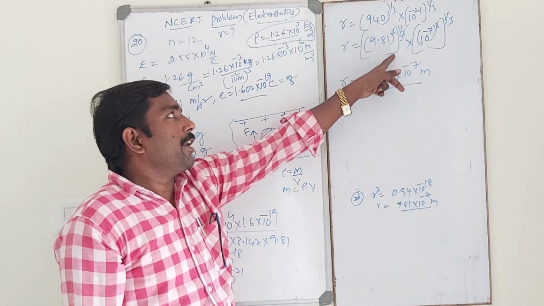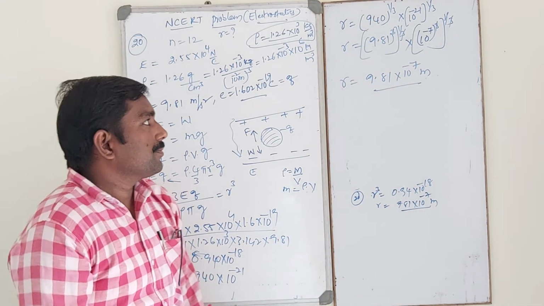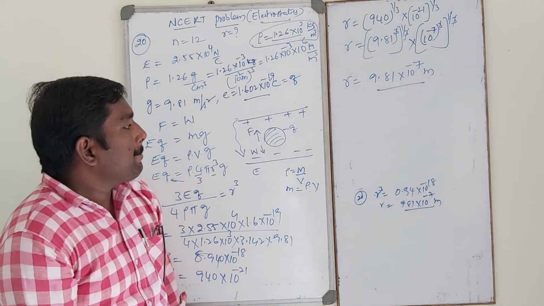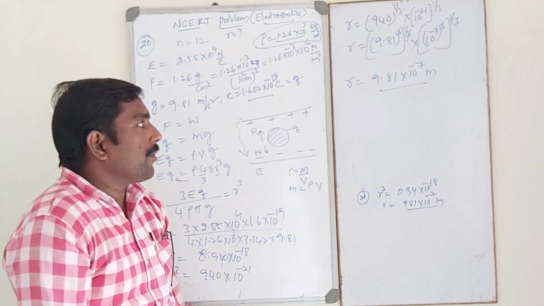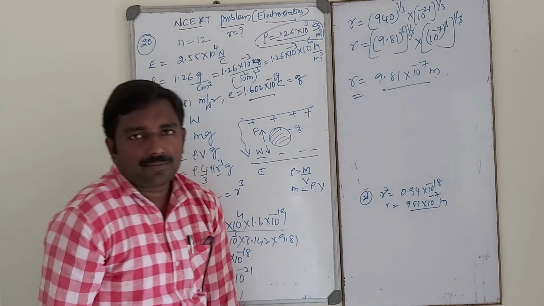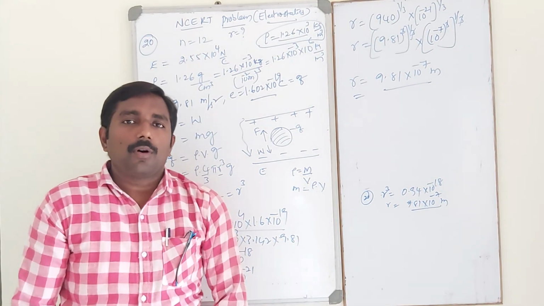9.81 into 9.81 into 9.81, so 3 times, then we will get a 940 value. So remaining are easy. So our value, radius of the oil drop is 9.81 into 10 power minus 7 meters. Okay. So remaining problems tomorrow we will discuss.